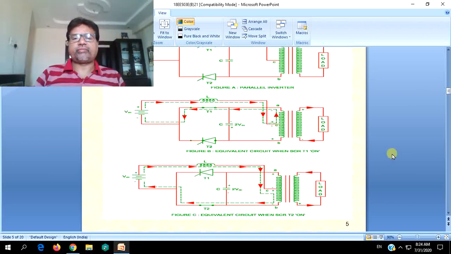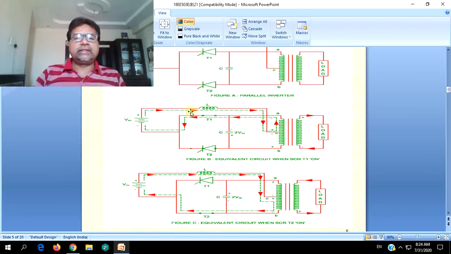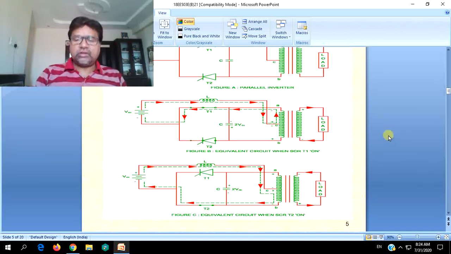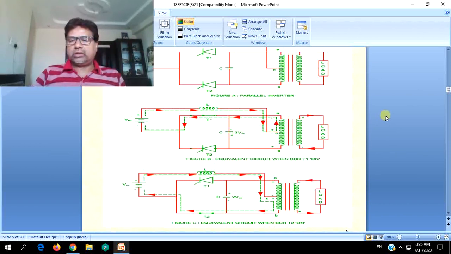And again when SCR T1 is turned on at a given interval, then this capacitor discharges, this is the positive plate, and it will discharge via T1 in opposition to the SCR T2, and T2 gets reverse biased and gets turned off eventually. So this is the operation of the simple type of parallel converter, which is also called a center tapped converter owing to the transformer used.